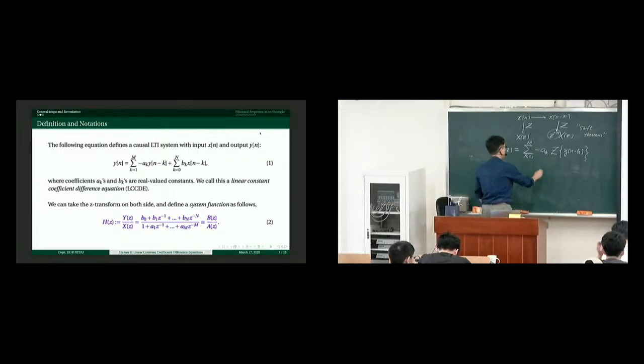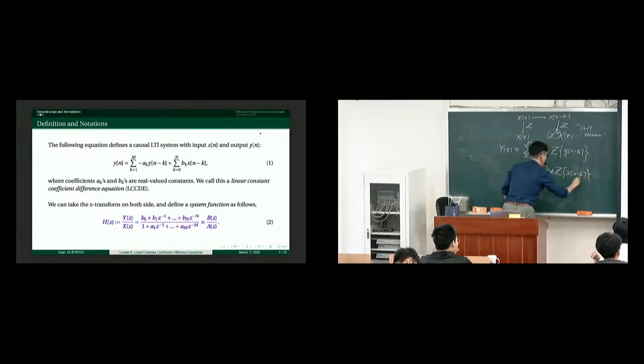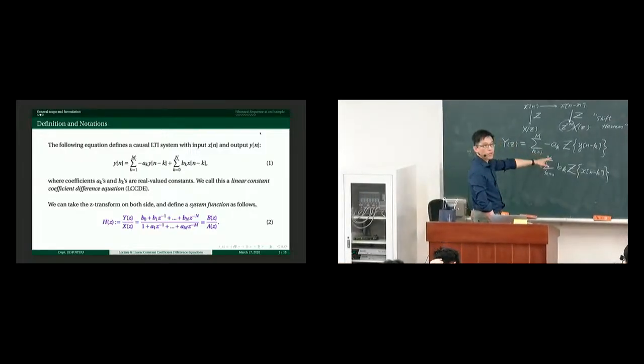And similarly, plus the sum for k from 0 to big N, b_k, which is constant, and we're going to evaluate the Z transform of x shifted to the right. That's what we will get when we take both sides of the equation through the Z transform. On the left, we have big Y. On the right, every individual term is going to go through the Z transform.